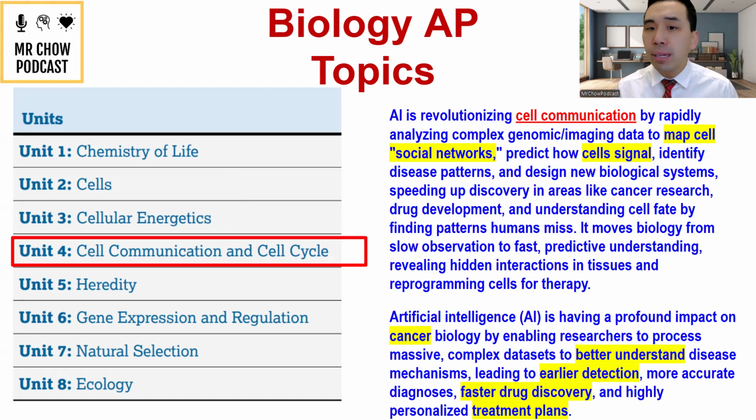We can look at development, drug development. We can look at understanding cell fate. We can look at artificial intelligence having a profound impact on cancer to better understand it, earlier detection, faster drug discovery, or treatment plans.